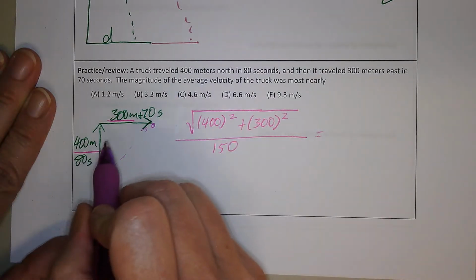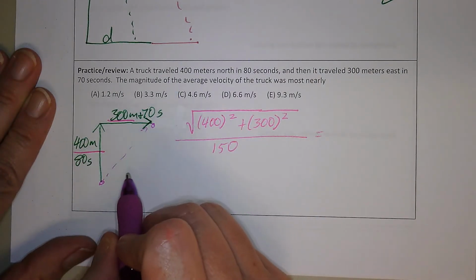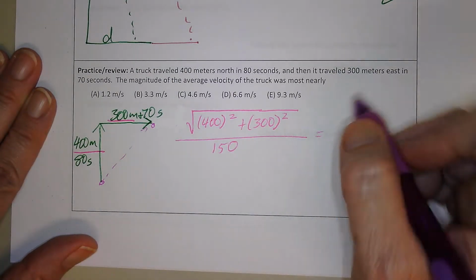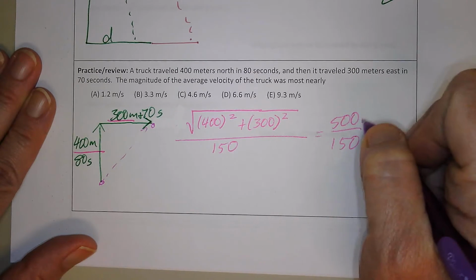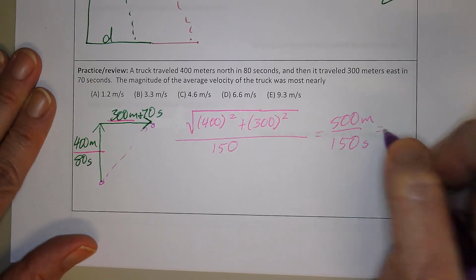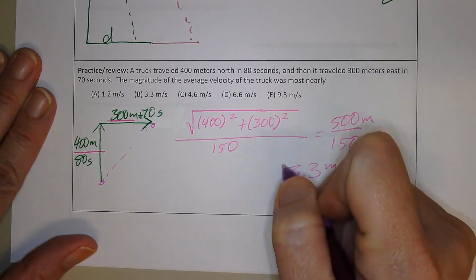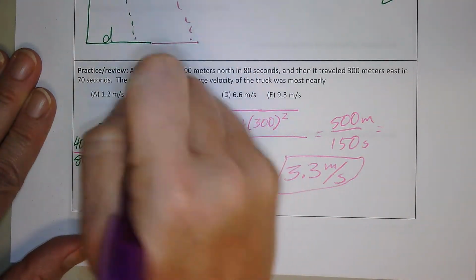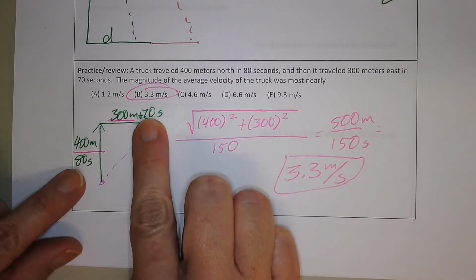Okay, and it's a 3, 4, 5 right triangle. I don't know if you can see that, 300, 400, so this must be 500. So it'd be 500 over 150, so 500 meters over 150 seconds, which would give you 3.3 meters per second. So that's B. Okay?